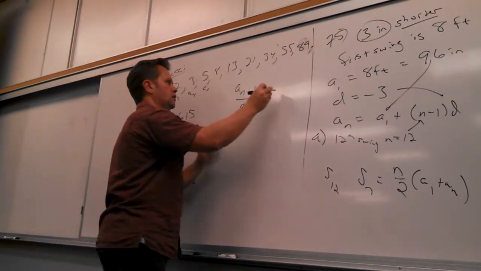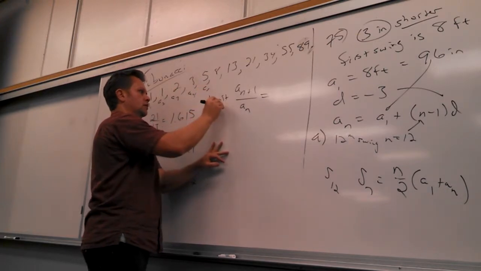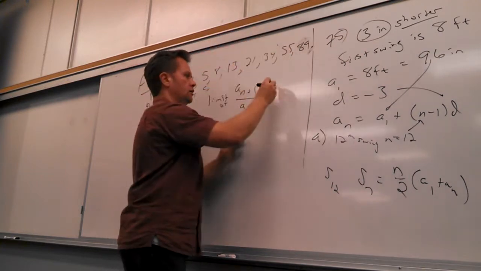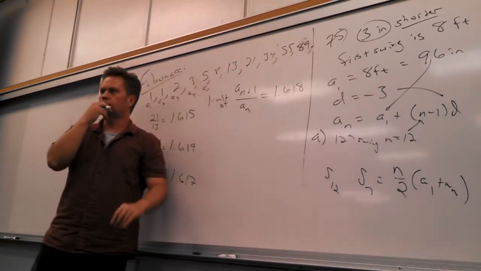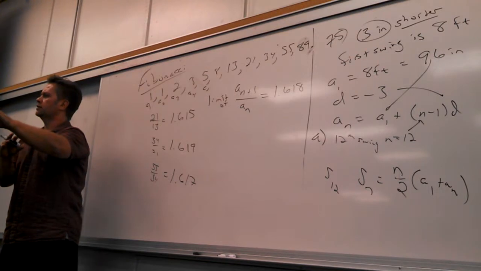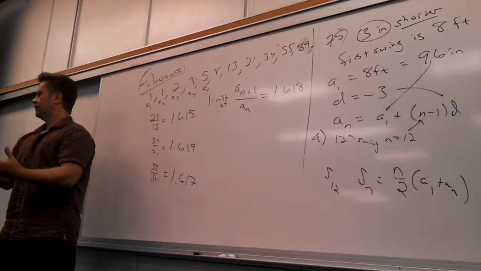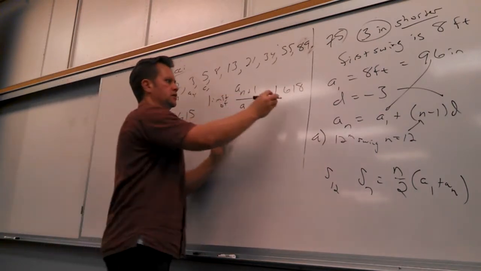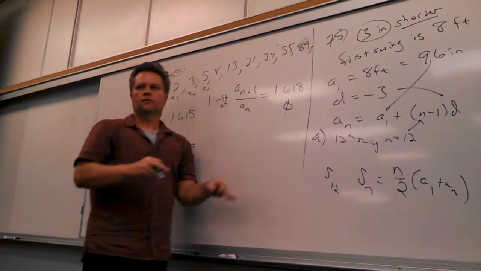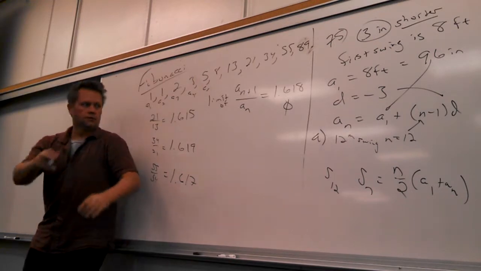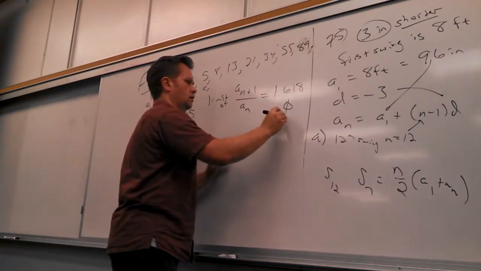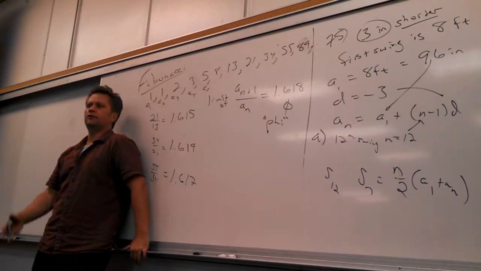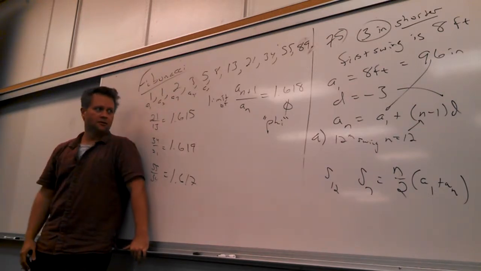That ratio, let me just put the limit. The limit of that as n gets really big, if I keep going out, is about 1.618, roughly. And of course it's not exactly that. It's like me saying pi is 3.14. That's not true, because pi goes forever. So there's this number, and this number is called phi.